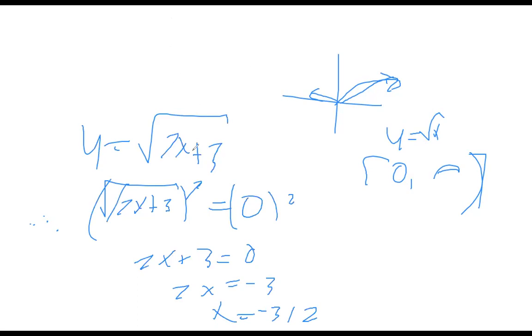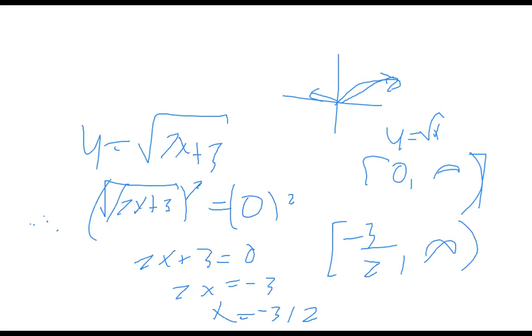So you could experiment yourself. If you put in negative 2, for instance, wait, is negative 2 greater than negative 1.5? No, it's less. Okay, so if you plug in negative 2, sorry, I'm just making sure. 2 times negative 2 is negative 4, plus 3 is negative 1. Square root of negative 1 doesn't exist, right? So it's not real. So basically anything from negative 3 halves to positive infinity is your domain.